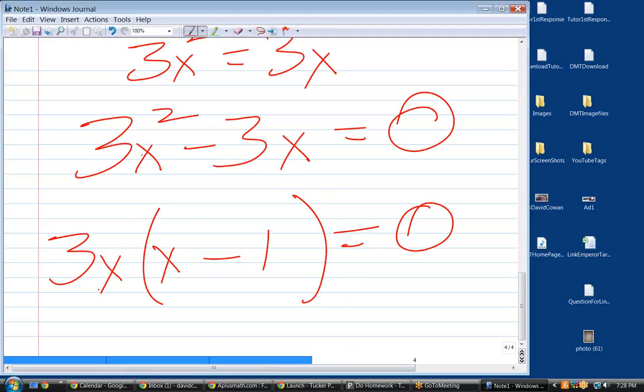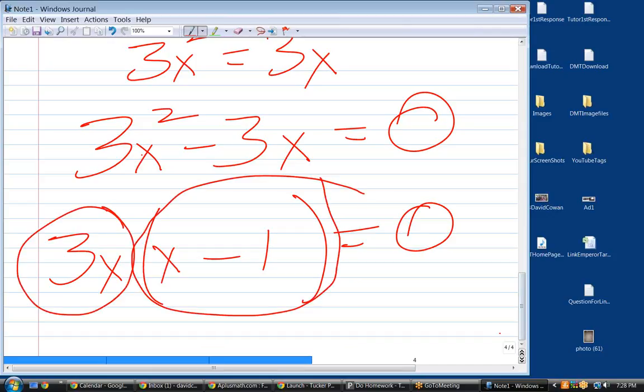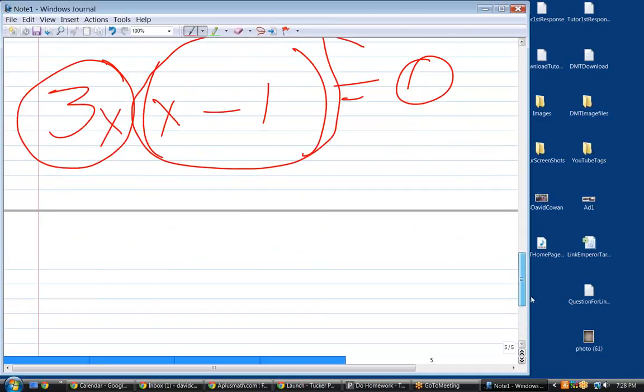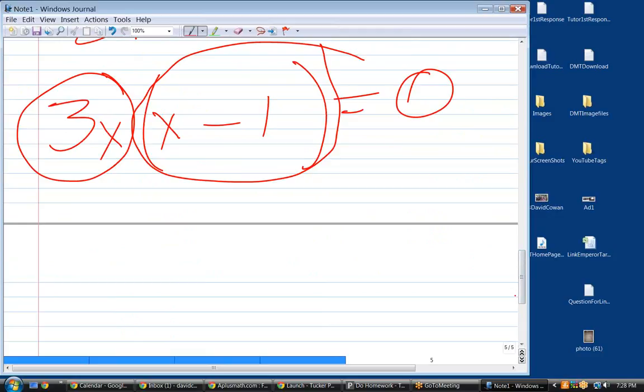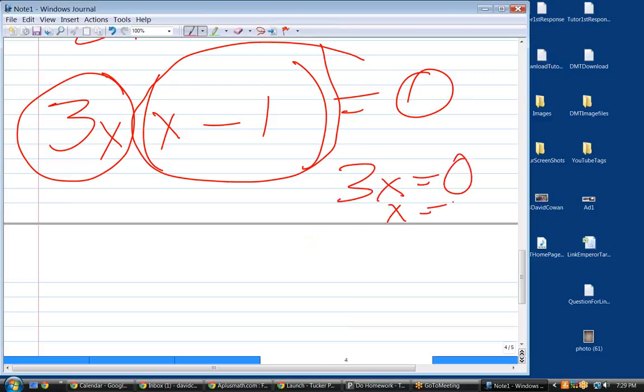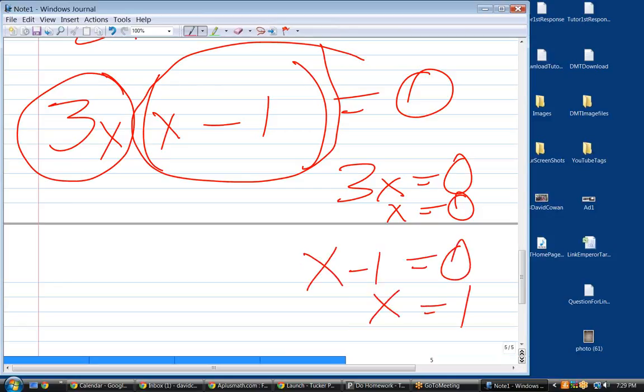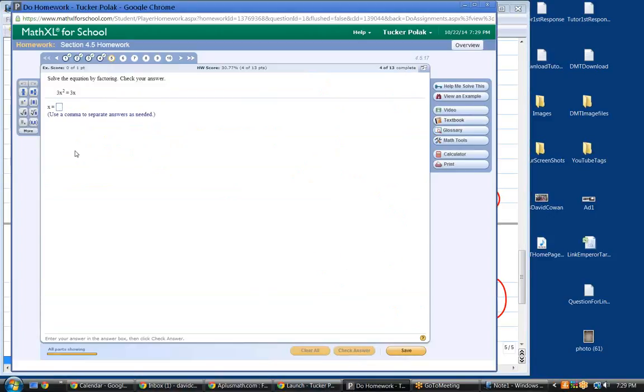So what does this allow me to say? The fact that I got this multiplied by this equals 0. What does that mean? What can I say based on that? That x equals 0? Right. Well, 3x equals 0, which means x equals 0. Or x minus 1 equals 0, which means x equals 1. So there's two solutions, 0 and 1. All right. 0, 1.